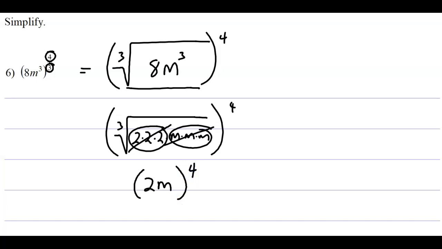All right. Now, if you have 2m being raised to the 4th power, you're going to apply that power to both terms, okay? And so I actually end up with 16m to the 4th as my final answer.